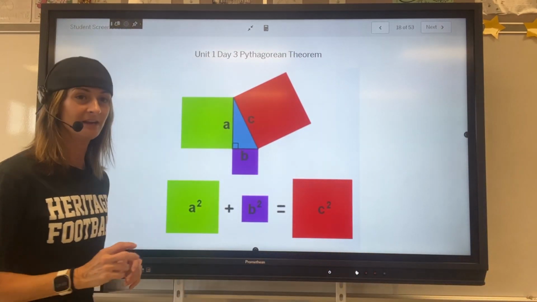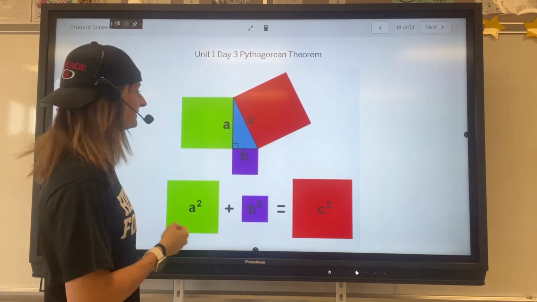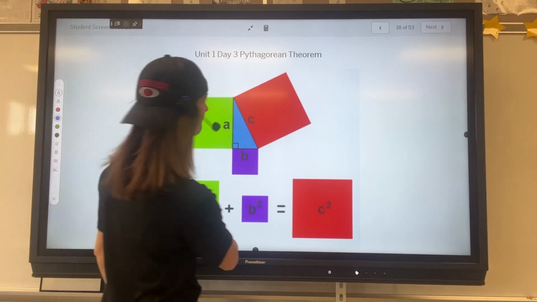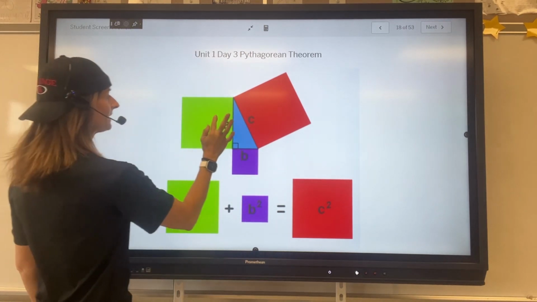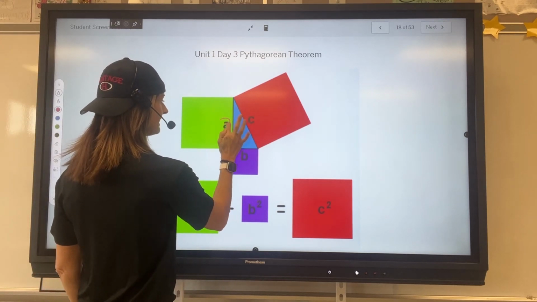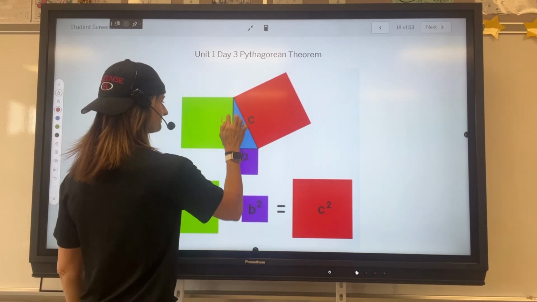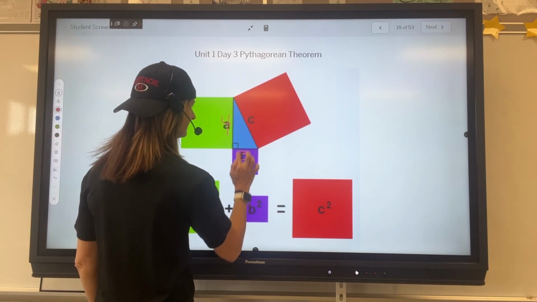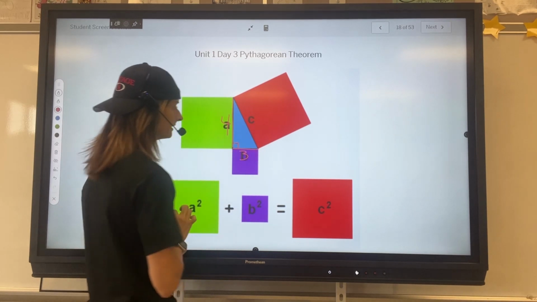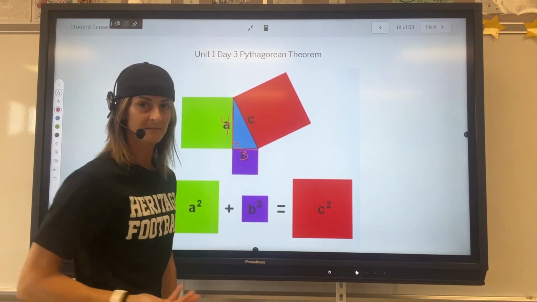If we are given a right triangle and we're given the lengths of two sides, I'm just going to make some numbers up: 3 and 4. I'll use red. We're going to say A is 4 and B is 3. That's the length of these sides. We know it's a right triangle, so we can use the Pythagorean theorem to find the length of the missing side.